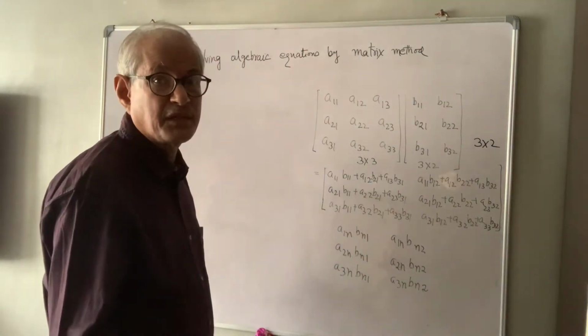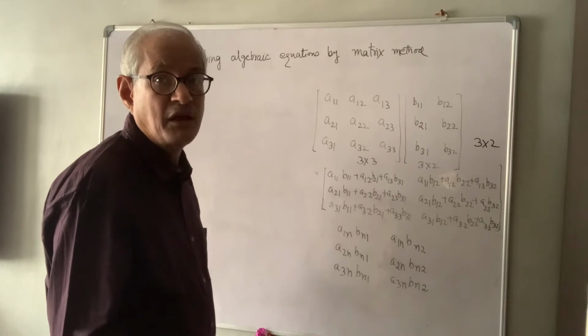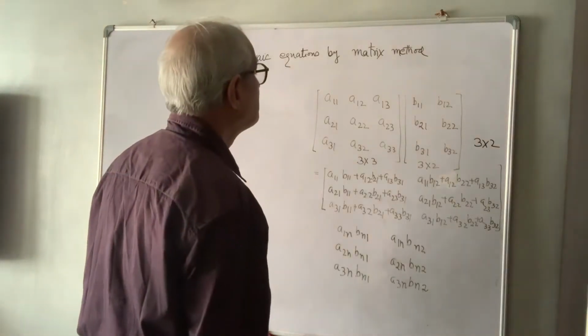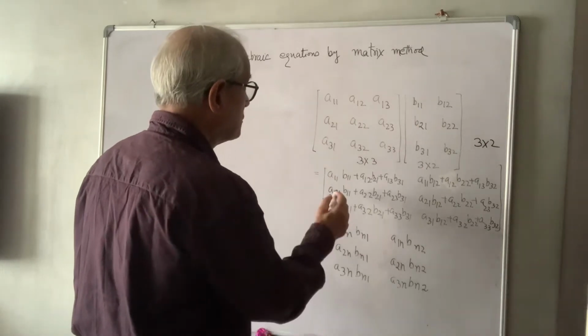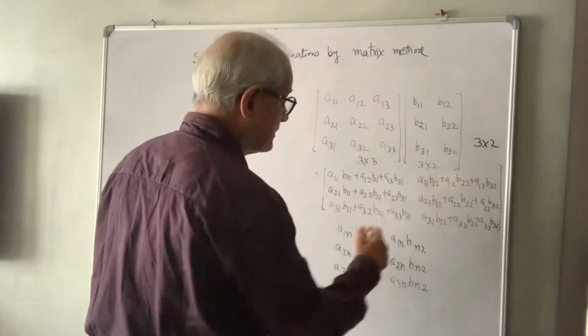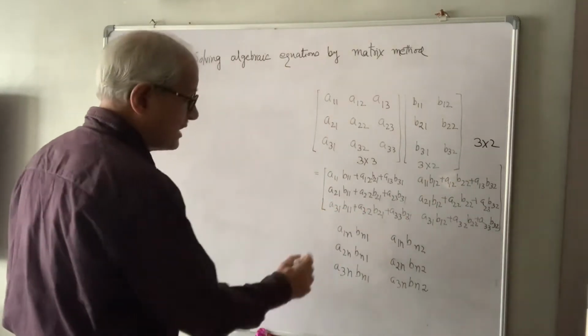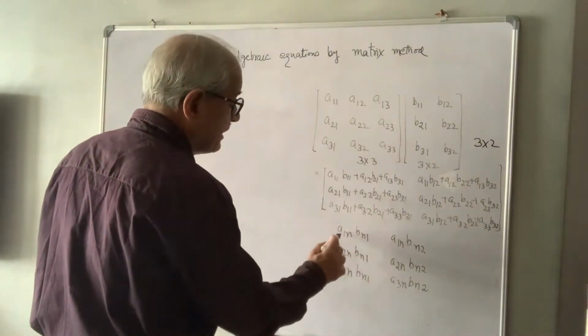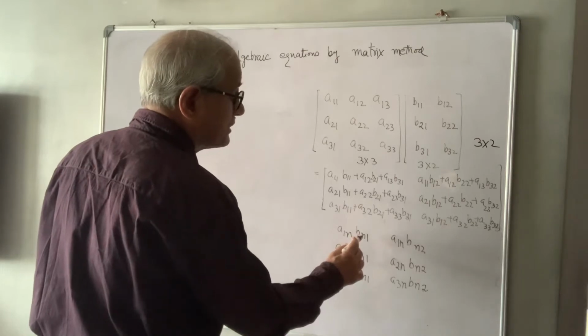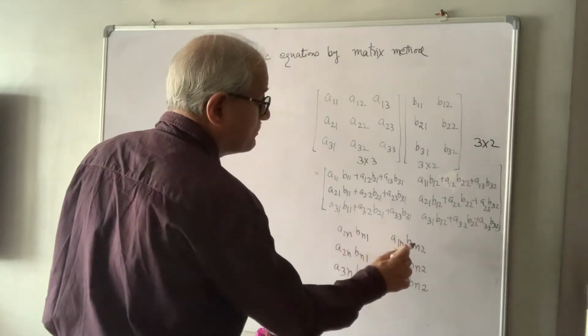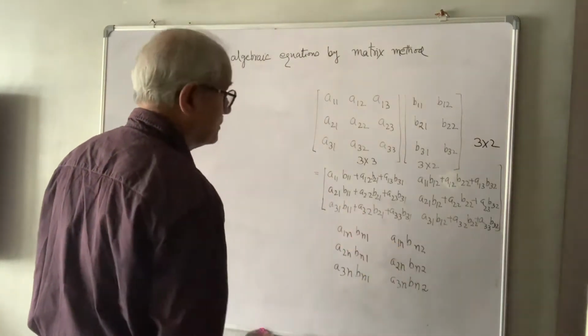n depends upon the number of elements. Here we have taken 3 elements. So multiplied matrix will be like this. But in general, if there are n elements, then A1n, Bn1 for the first, then A1n, Bn2, and like this.